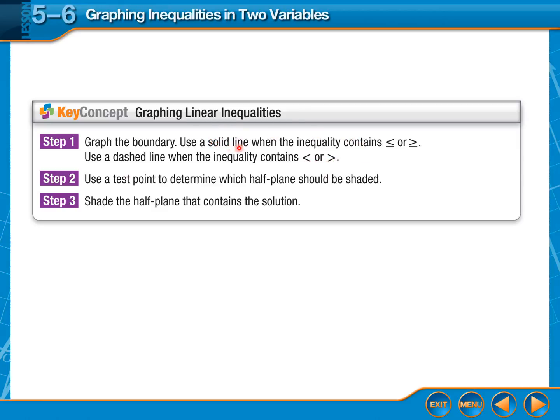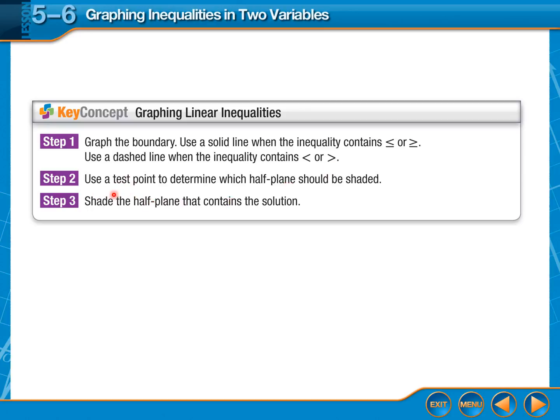And the reason we use a solid line for less than or equal to or greater than or equal to is that the values along that boundary line in these two situations also make the inequality true. We use a dotted line for just less than or greater than because the values along that line are not included in the solution. So when we make the boundary line, we're going to use either a dotted line or a solid line, depending on the type of inequality that we're looking at.